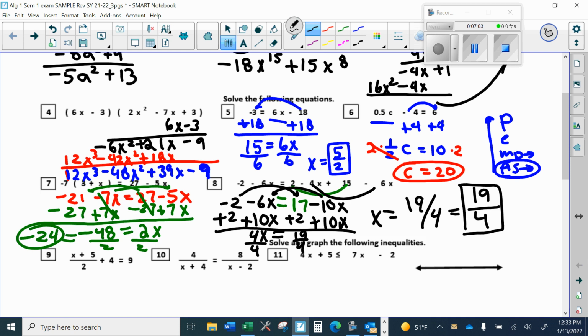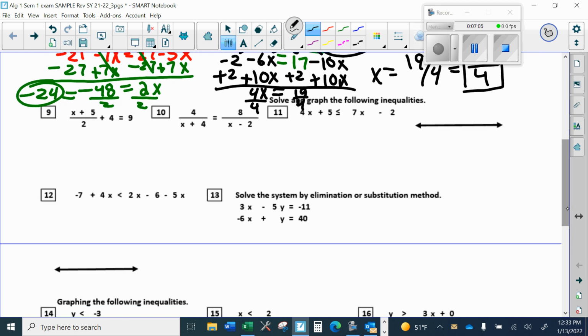All right, number 9, reverse PEMDAS again. We're solving for a variable. Okay, so I'm adding or subtracting first, which means I'm moving an entire term across. Which one am I going to move across? The -4. So now I'm left with x plus 5 over 2 equals 5.